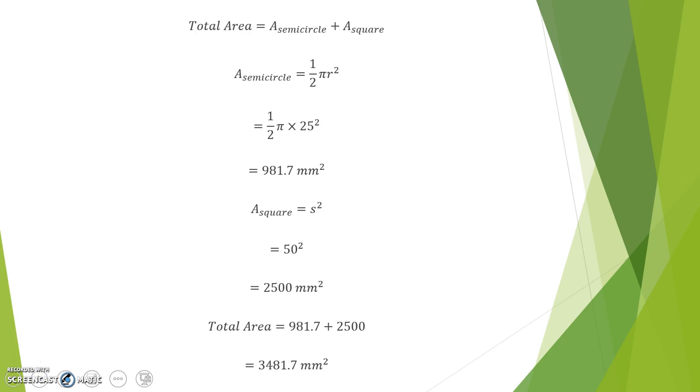Calculate each of those. The total area is the area of the semicircle plus the area of the square. So let's work out the area of the semicircle, and you'll see how I've set this out. I've clearly labelled what I'm calculating at each point. So area of the semicircle, area of a circle is pi r squared, and we're halving that because it's half a circle. So radius is 25.